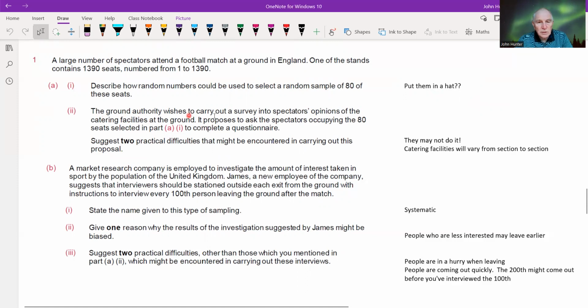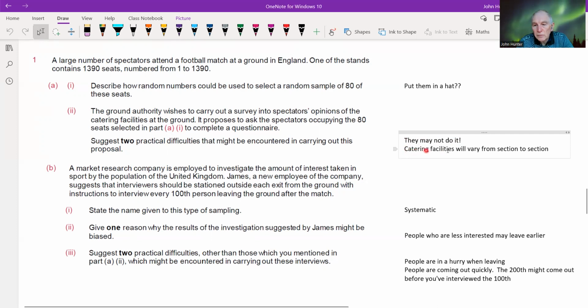The ground authority wishes to carry out a survey into spectators' opinions of the catering facilities at the ground. It proposes to ask the spectators occupying the 80 seats selected in the previous part to complete a questionnaire. Suggest 2 practical difficulties that might be encountered in carrying out this proposal. Right, well, first of all, I might not do it if it's a questionnaire. That would be a practical difficulty. Then you wouldn't have your 80. Then what do you do? Do you go back and select some others? Then it wouldn't be random anymore, would it?